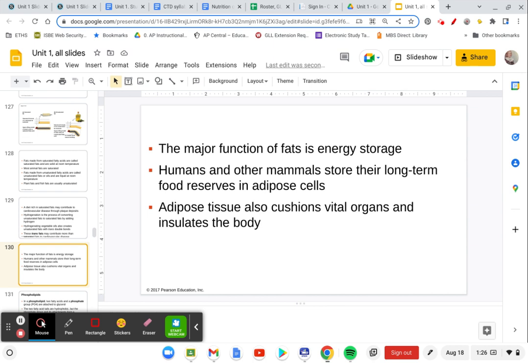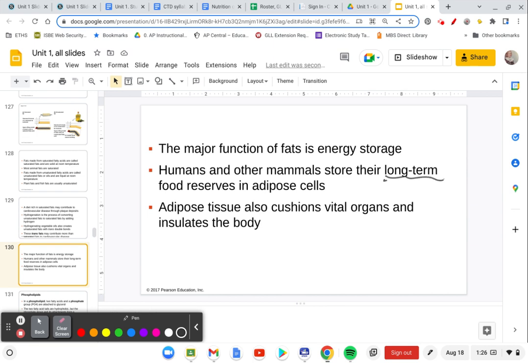Okay, a major function of fats is energy storage, and that's really for long-term energy storage. It's not for quick energy. You're not going to go out and play a soccer game and tap into your fat storage. That is much more for long-term storage.